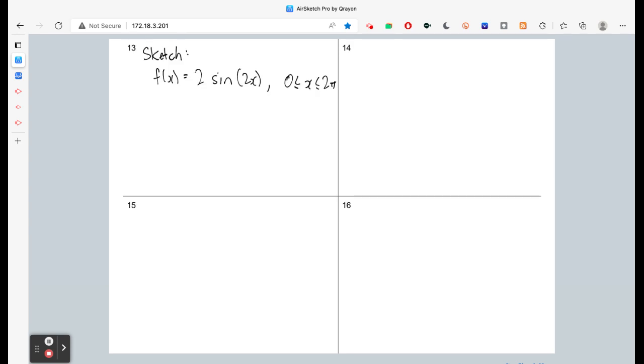This next example is, let's say we're given a function and told to sketch it. How do we use all the information we've got in order to sketch it? The first thing we do is identify, like we did in those last few problems, what the amplitude and the period are. So the amplitude is 2, and the period is equal to 2 pi on 2, which is equal to pi.